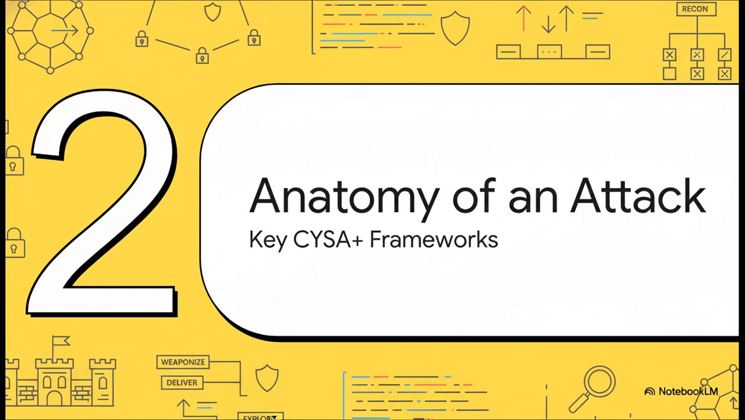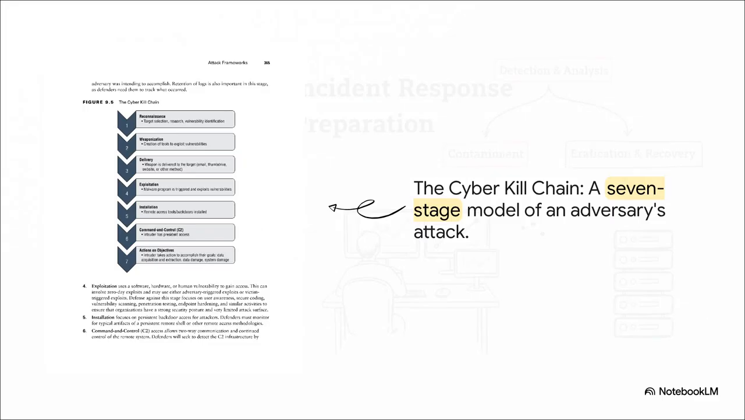These help us model what the bad guys are doing. First up is the classic, the Lockheed Martin cyber kill chain. This framework views an attack as a very linear, 7-step process. It starts with reconnaissance, the attacker scoping you out, and it ends with actions on objectives, which is them actually doing the damage or stealing the data. As a defender, your job is to break this chain at any link.